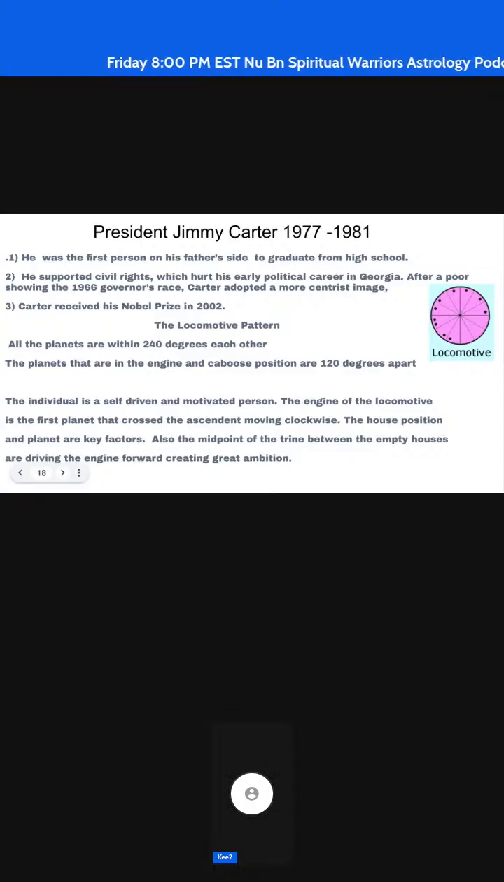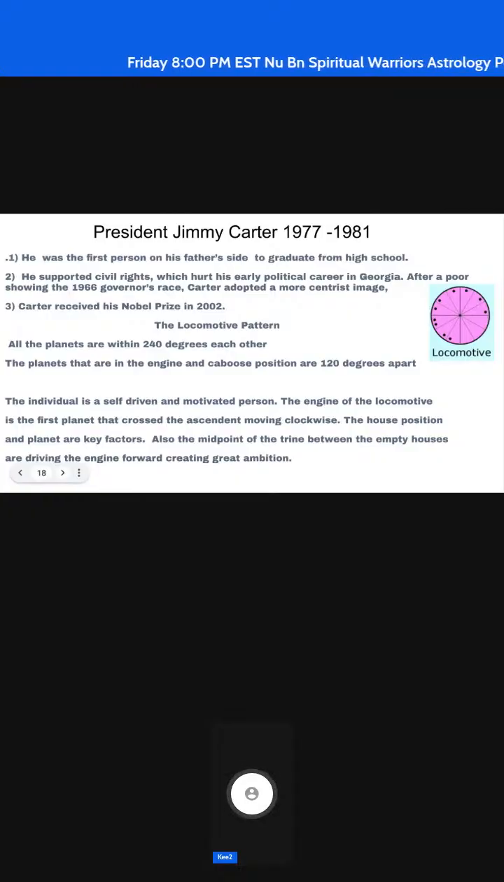The locomotive pattern. President Jimmy Carter, 1977 to 1981. He was the first person on his father's side to graduate from high school. He supported civil rights, which hurt his early political career in Georgia. After a poor showing in the 1966 governor's race, Carter adopted a more centralistic image. Carter received his Nobel Prize in 2002. The locomotive pattern.